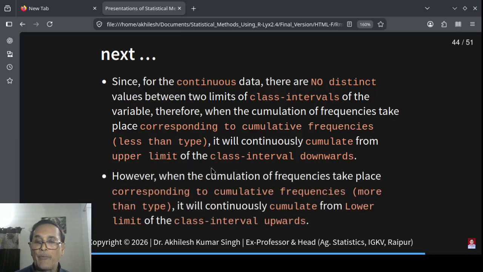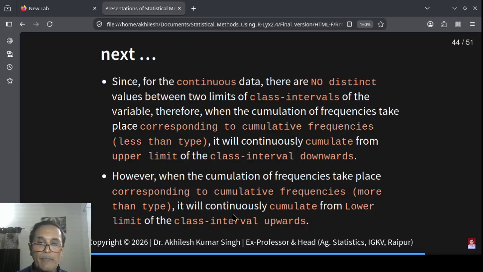However, when the cumulation of frequencies takes place corresponding to the cumulative frequency of more than type, it will accumulate from the lower limit. Here the opposite relationship is there. For the cumulative frequency of less than type, we go from the upper limit downwards. For the cumulative frequency of more than type, the cumulation will take place from the lower limit of the class upward.